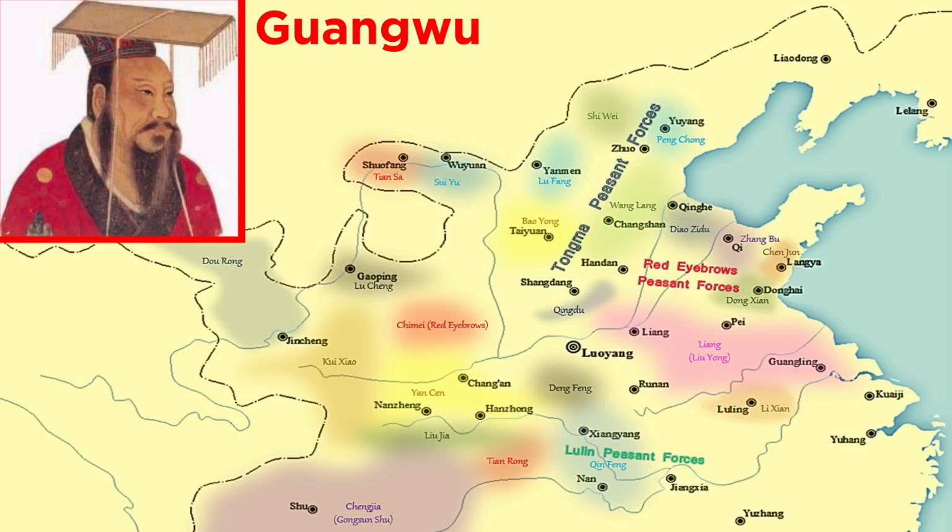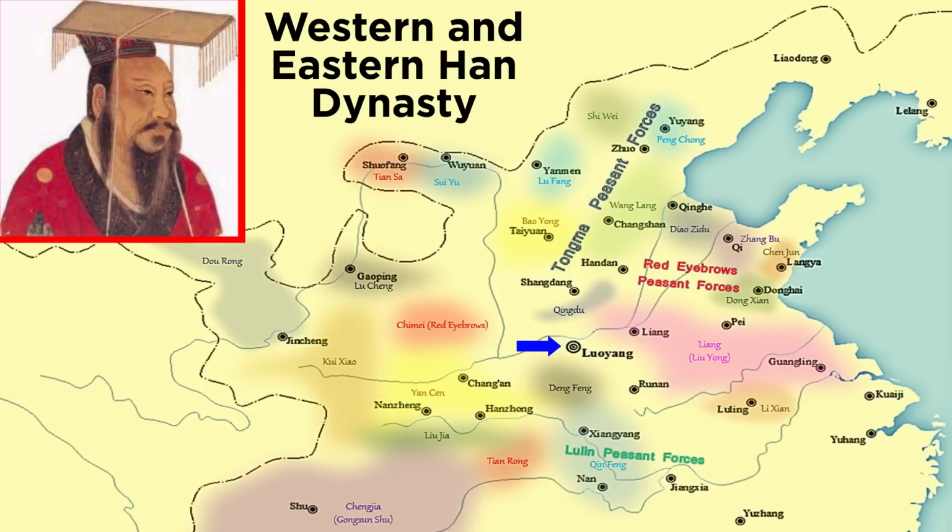He also recovered the territories in Korea and Vietnam that had taken advantage of the change in government to reassert their independence, and attacked the Xiongnu, who had abandoned their arrangements with the Han. Because he moved the capital eastward from Xi'an to Luoyang, the two halves of the Han dynasty are often referred to as Western and Eastern.